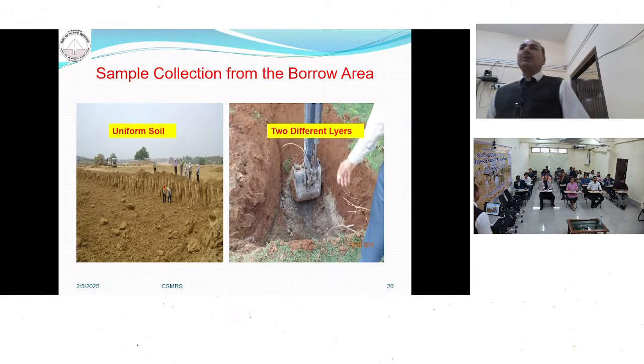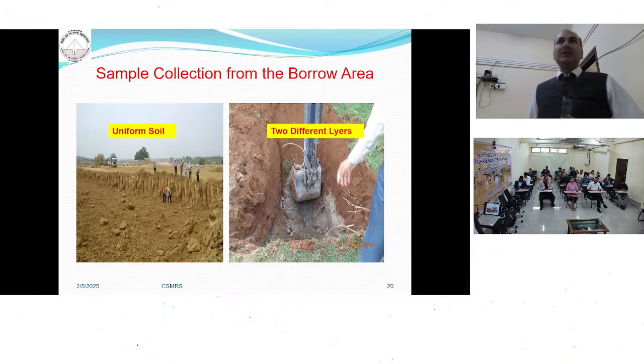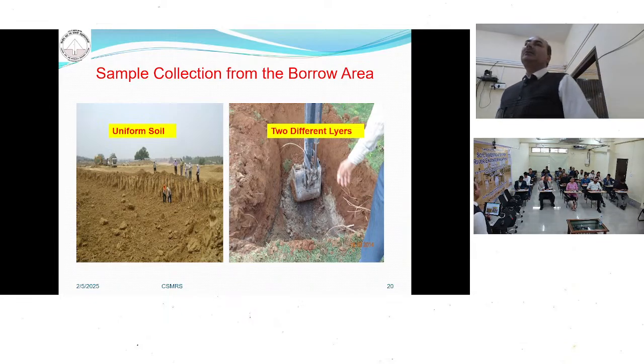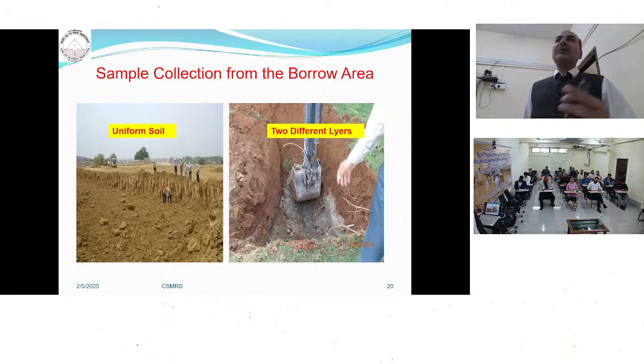Normally, we identify the borrow area and make a pit 3 meter by 3 meter by 3 meter. We collect the sample depending upon your material requirement. If your material is available at more than 3 meter depth, then we can go much deeper. And for the collection of sample, from where will you collect the sample?